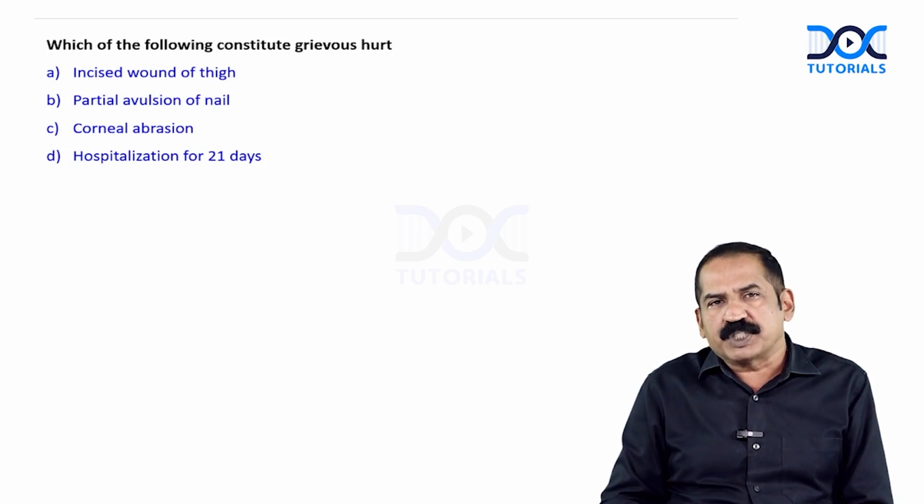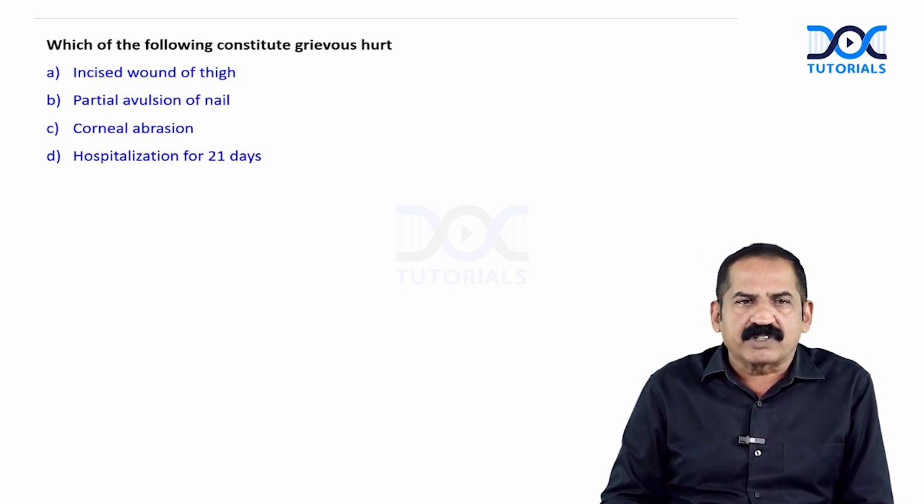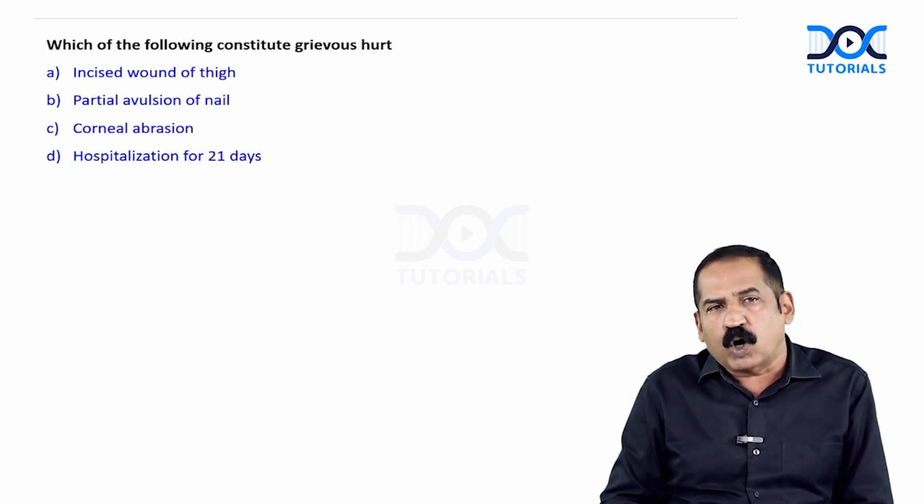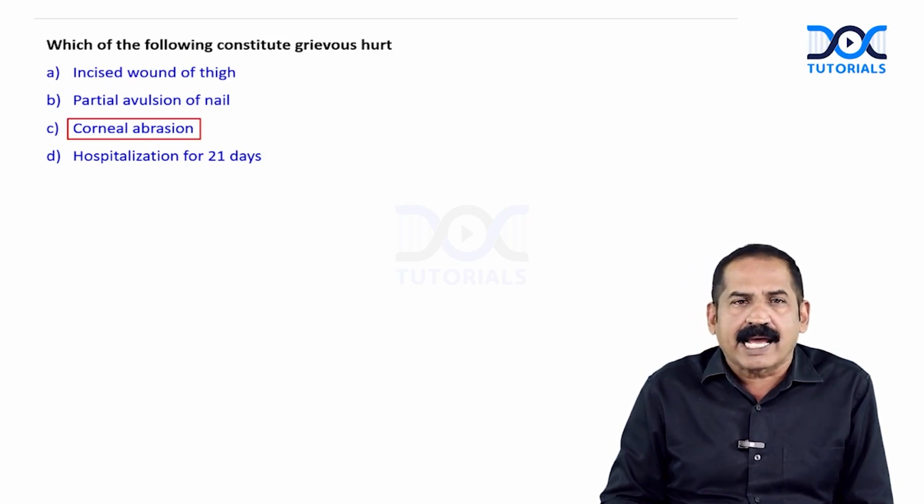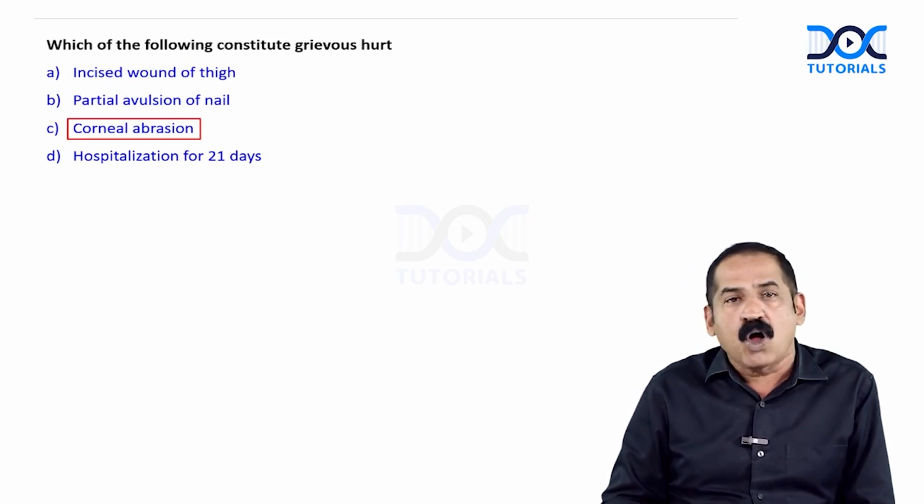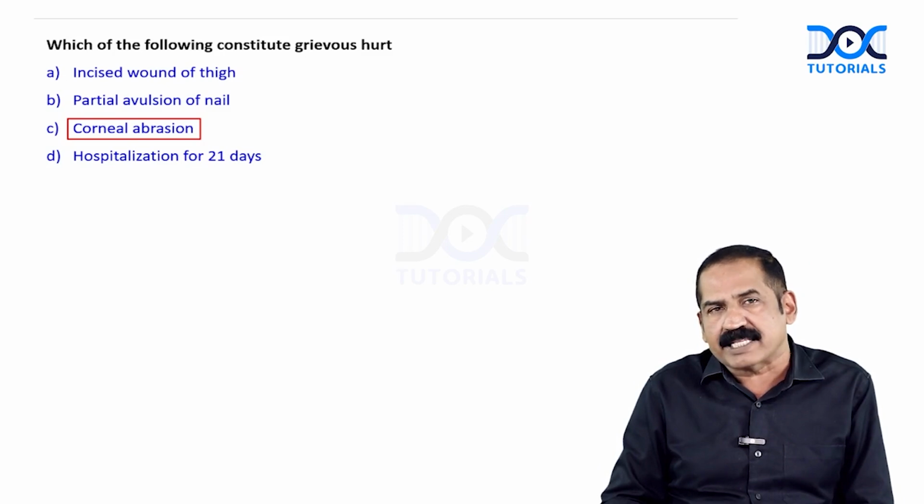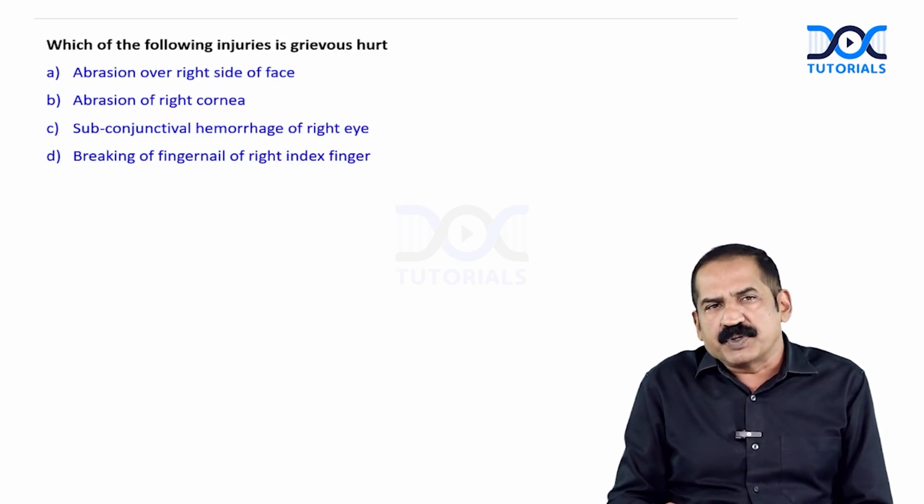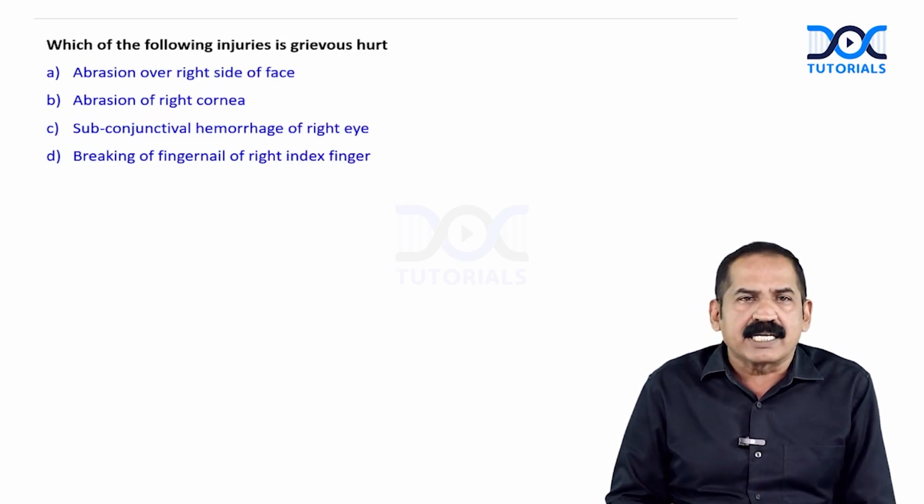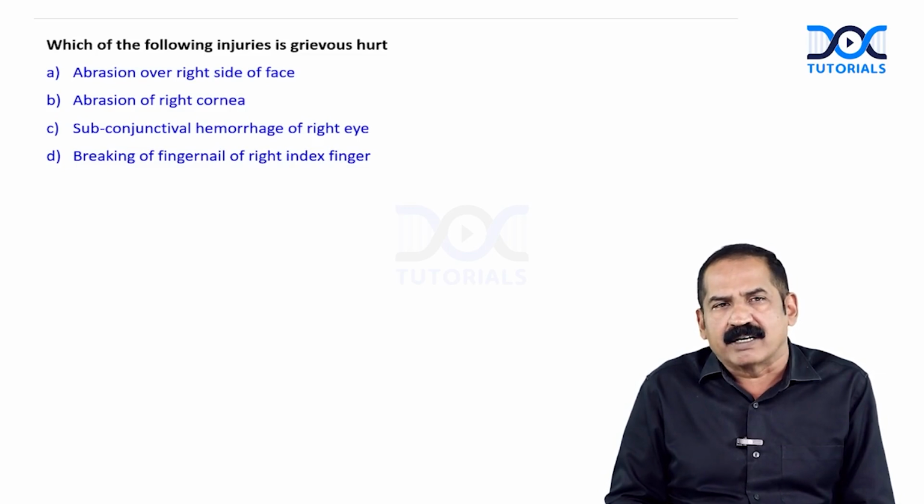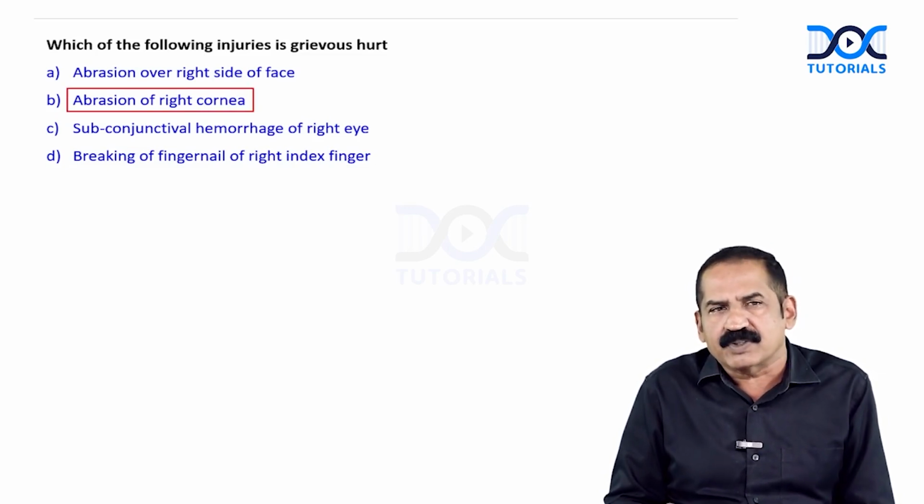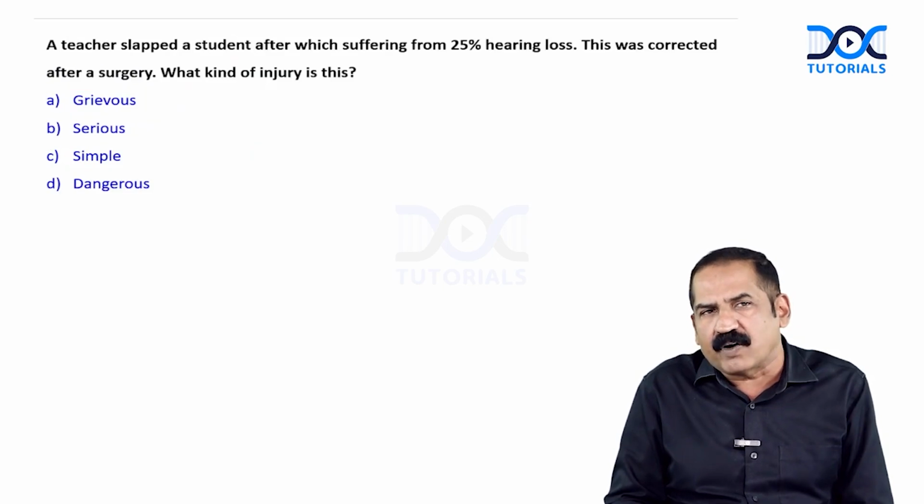Which of the following constitute grievous hurt? Incised wound of thigh, partial avulsion of nail, corneal abrasion, hospitalization. Answer is corneal abrasion because it may give rise to opacity and loss of eyesight. Which of the following injuries is grievous hurt? Abrasion over right side of face, abrasion of right cornea, subconjunctival hemorrhage, breaking of fingernail. So the answer is abrasion of right cornea.